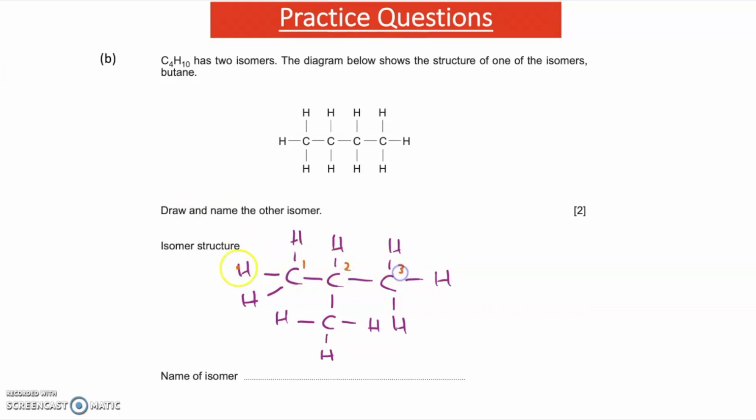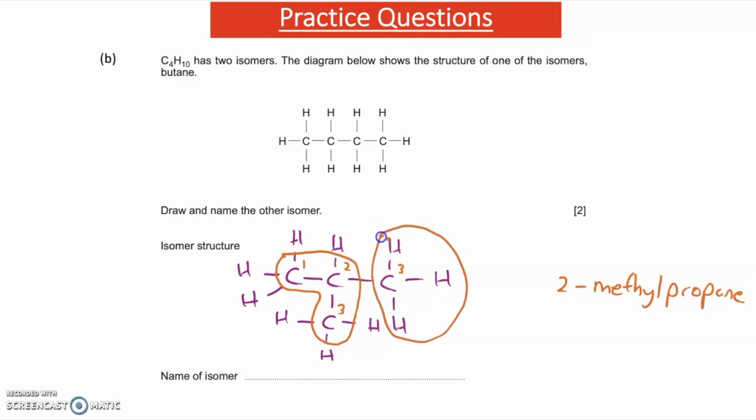and if I want to name this, all I do is I number the chain and I want to find the longest continuous carbon-carbon chain. So it has 3 carbons in it, so it will be something propane. And the CH3 group, which is called a methyl group, is on the middle carbon, which is carbon 2. So this is called 2-methyl propane. And we normally put a hyphen between a number and a word. So that's why we've written it as 2-methyl propane.